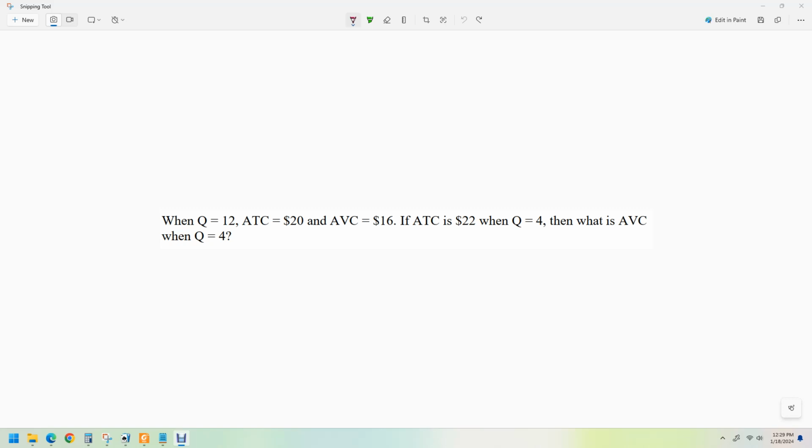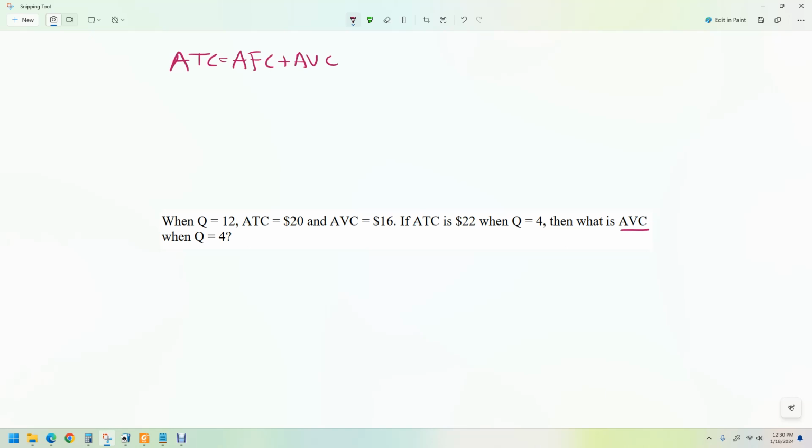In this video, we've got some pieces of a cost function, and we need to figure out what our average variable cost is when the quantity is 4. If you have some pieces, you can treat it like a puzzle and use what you have to get what you need. So average total cost is going to equal average fixed cost plus average variable cost.